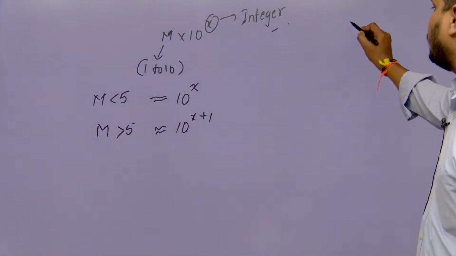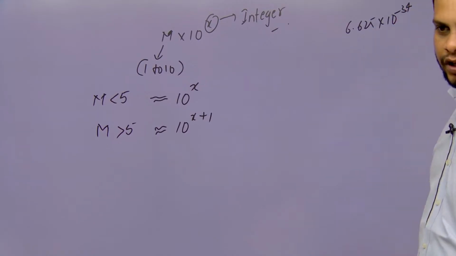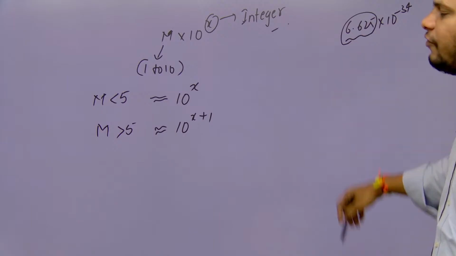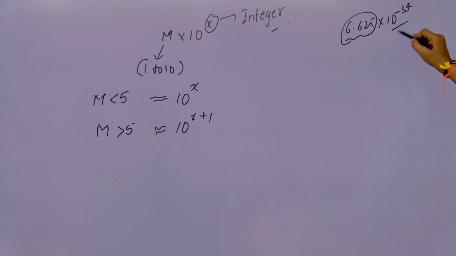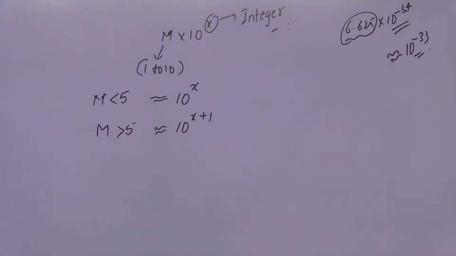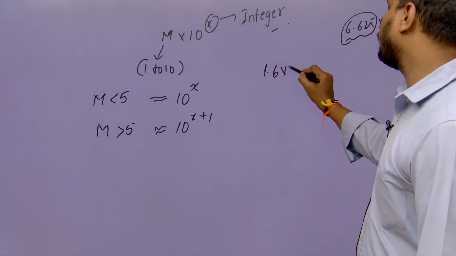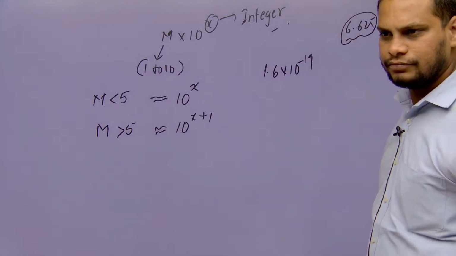Now let us take 6.625 into 10 to the power of minus 34. Here 6.625 is greater than 5, right? Then how to write this magnitude? As 10 to the power of minus 33. Remember, the magnitude is 10 to the power of minus 33. Are you clear?